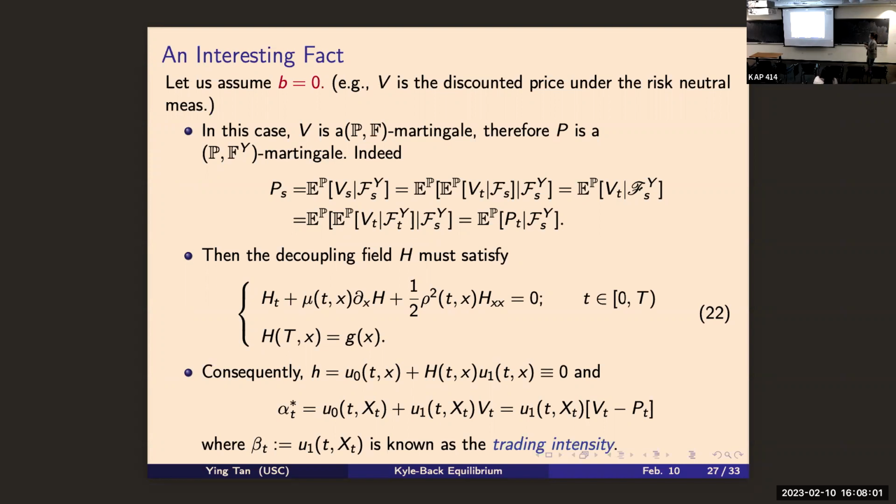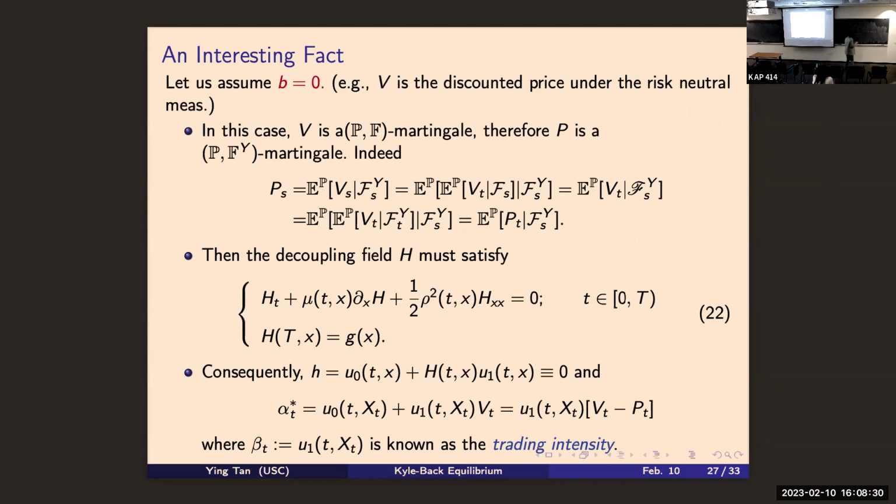Okay, so this is a very interesting fact. Let's assume the B is 0. When B is 0, then V is a martingale. And we can show that in this case, if V is a martingale, the market price P is also a martingale under a different filtration Fy. And then since market price is a martingale, which makes the function H satisfy this PDE.